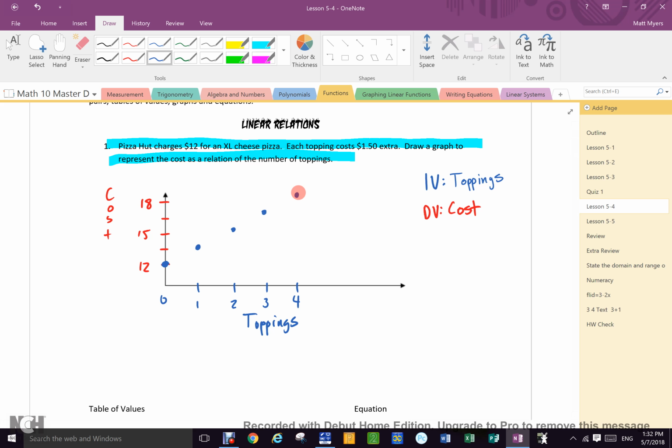Can't have half a topping. You can put toppings on half the pizza. That's not half a topping. That's toppings on half the pizza.